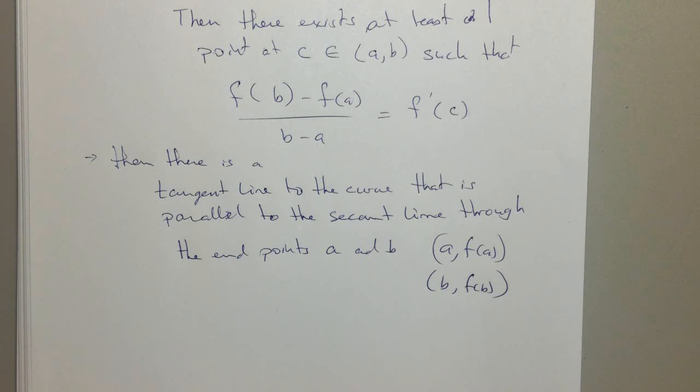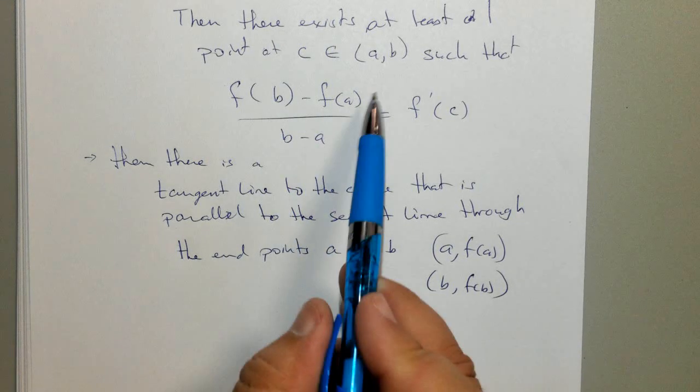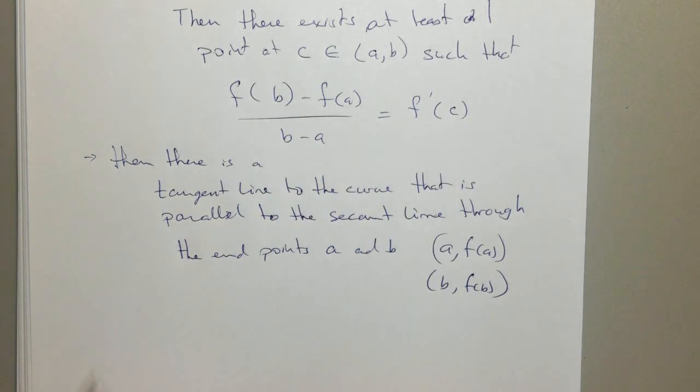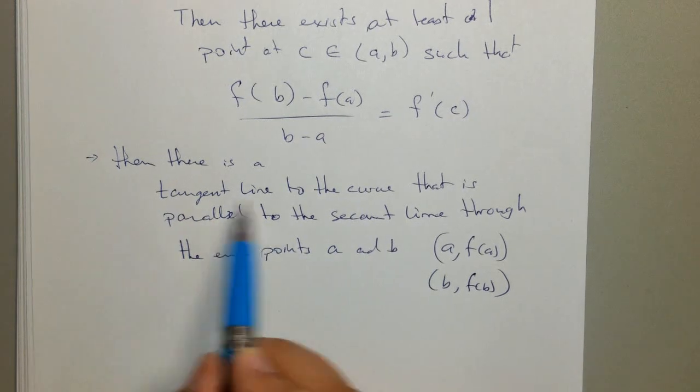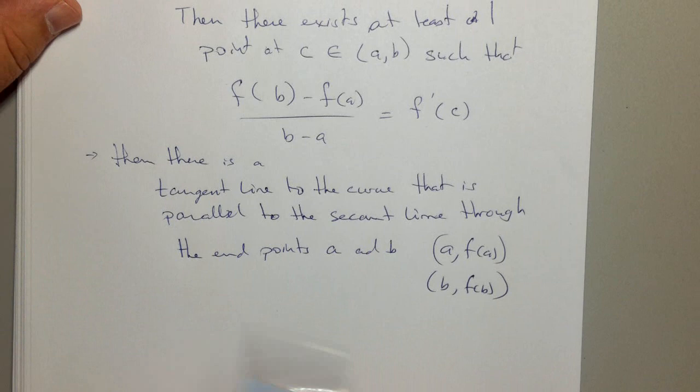The word mean value. What does the word mean mean? What's another name for the word mean? Average. So that's what this is. This is the average. It also defines the slope. It's an instantaneous average at a given point. That's why it says here that the tangent line to the curve is parallel to the secant line.